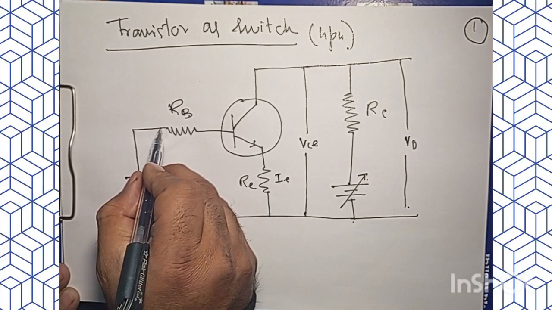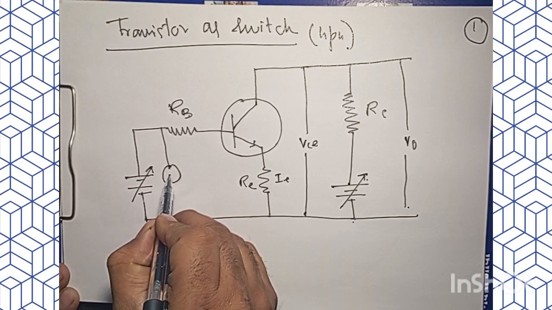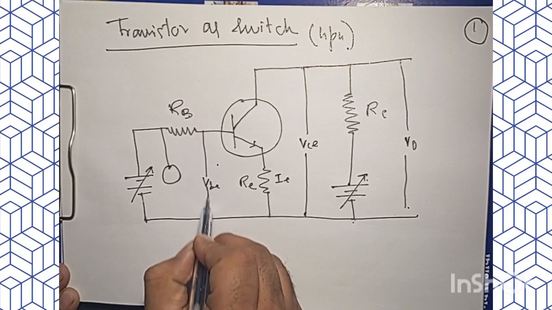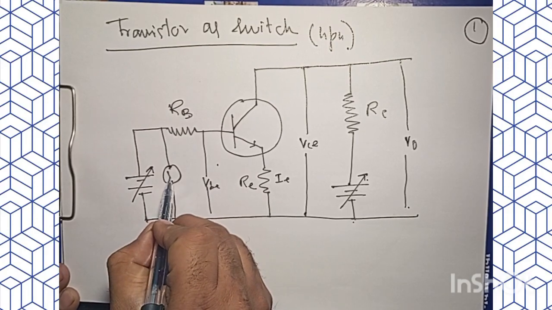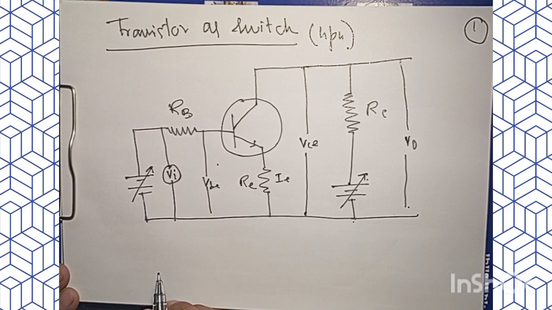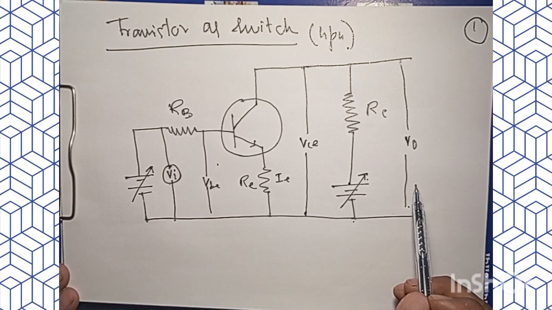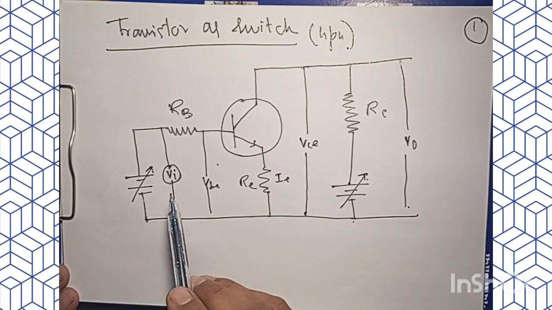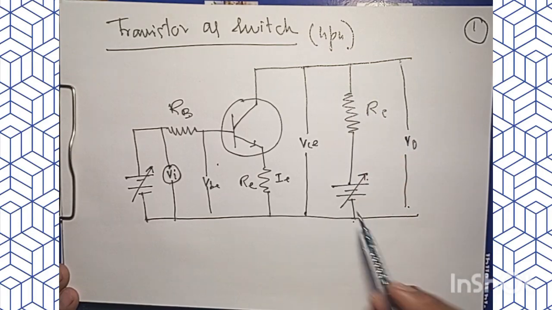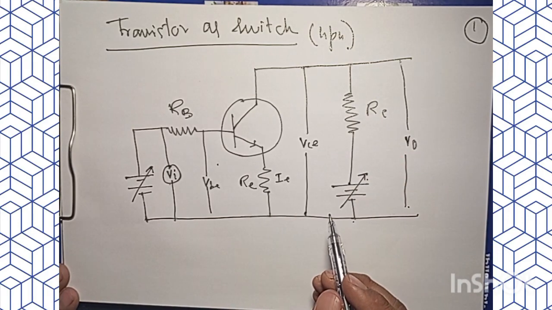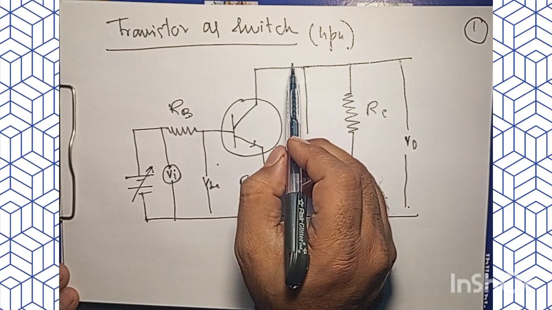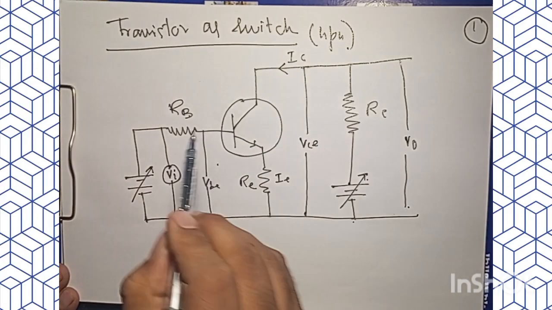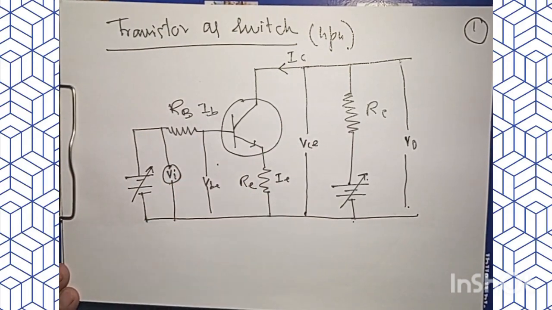Let us have an output here as V out, and here we have the input. This is VBE, and this is my VI. So here I have the input voltage and here I have the output voltage, and we have an NPN transistor with an input circuit and output circuit. This is the common emitter configuration of this NPN transistor. Here we will have the collector current, and here the base current.